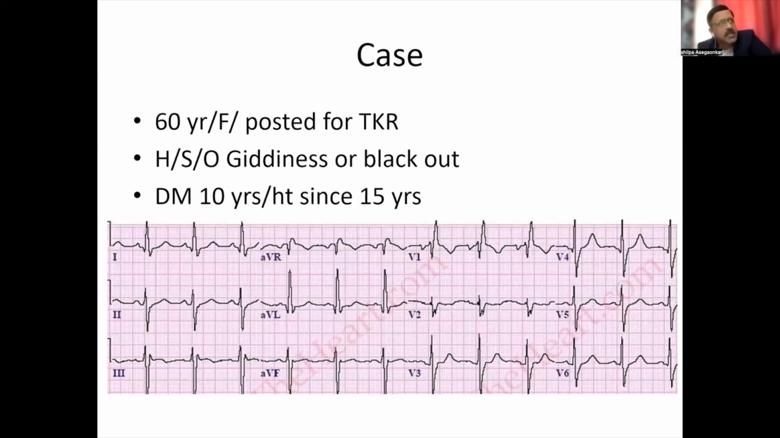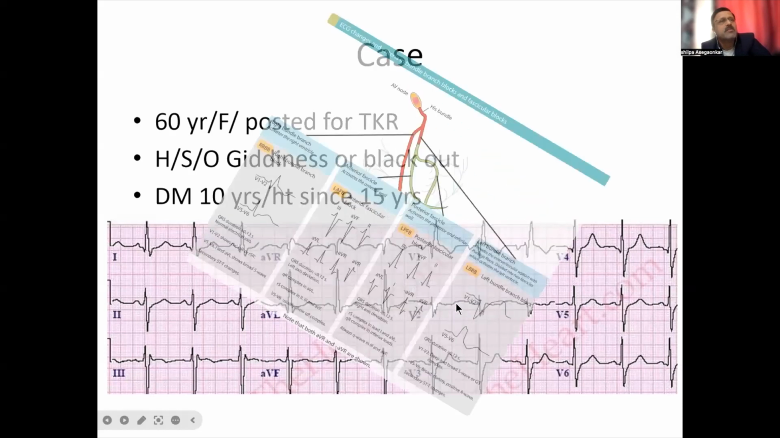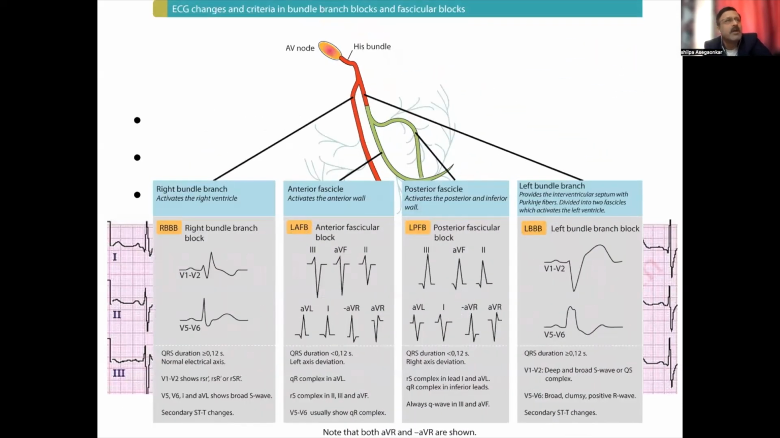Now, a 60-year-old female posted for total knee replacement. The patient gave a history of giddiness and blackout, diabetes since 10 years, hypertension since 15 years. When I saw the ECG of this patient, what does it show? There is the presence of RBBB with left axis deviation. What does it mean? It means the presence of bifascicular block.